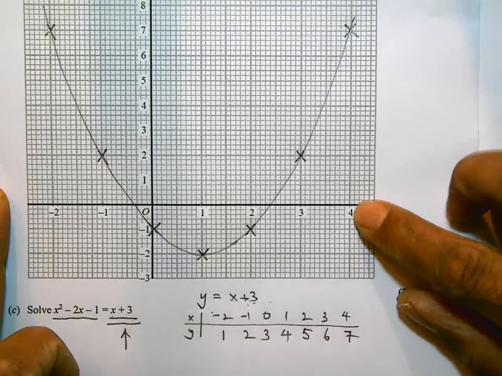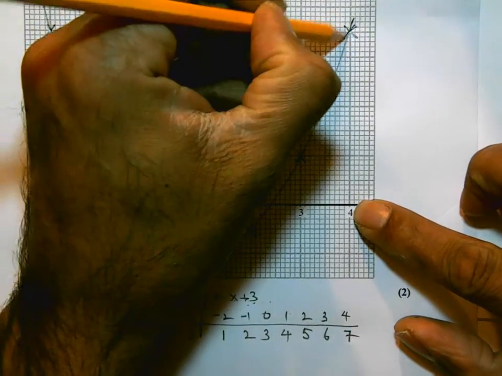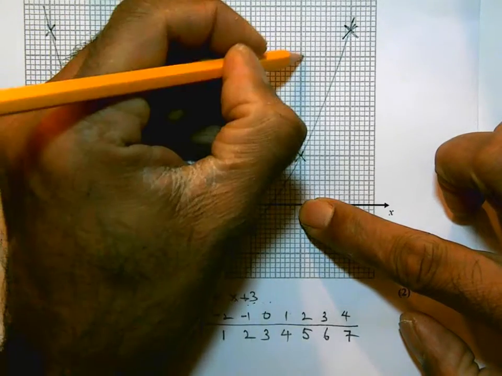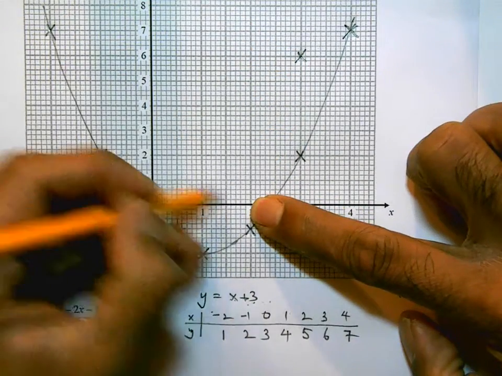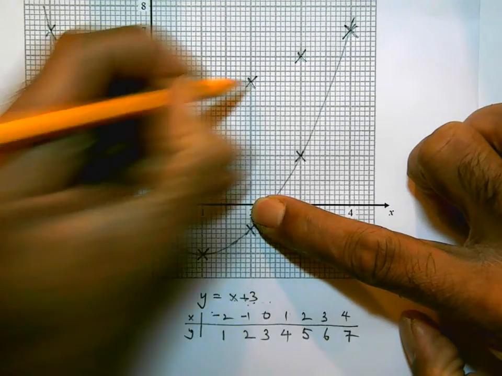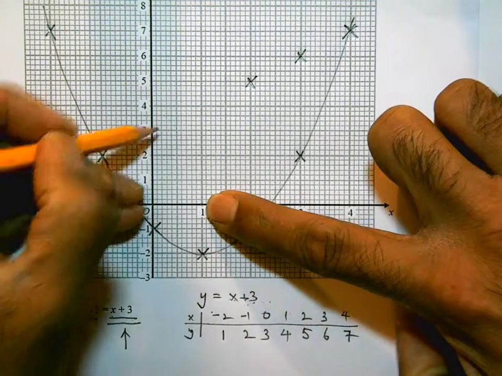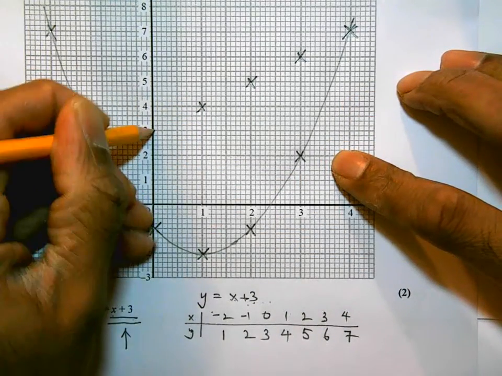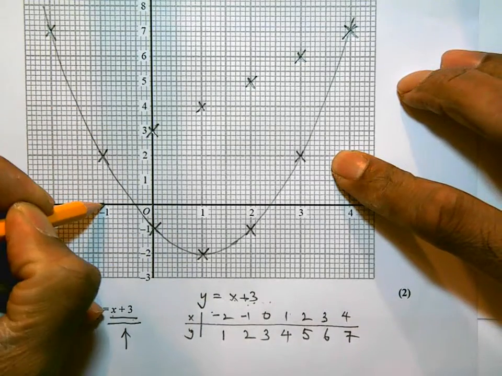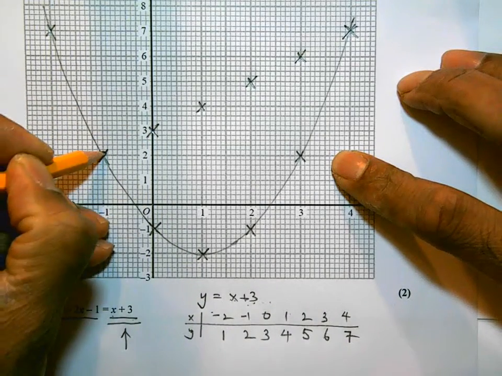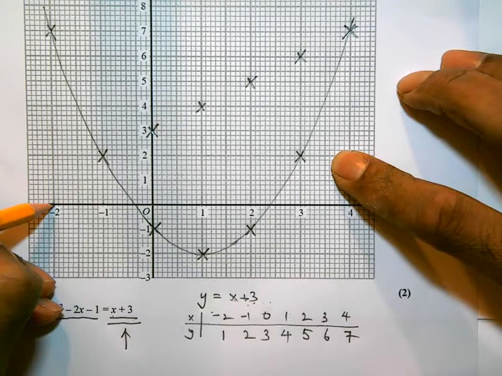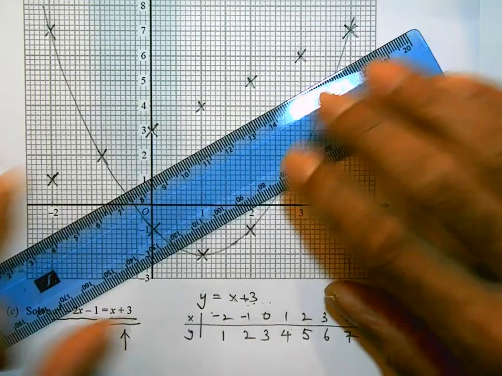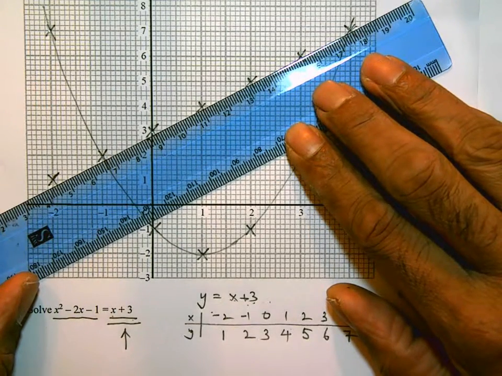So when x is 4, it's going to go to 7. When x is 3, it's going to go to 6. When x is 2, it's going to go to 5. When x is 1, it's going to go to 4. X is 0, that's going to be 3. When x is minus 1, that'll be 2. And when x is minus 2, that's going to give me 1. So I'm going to draw my line.